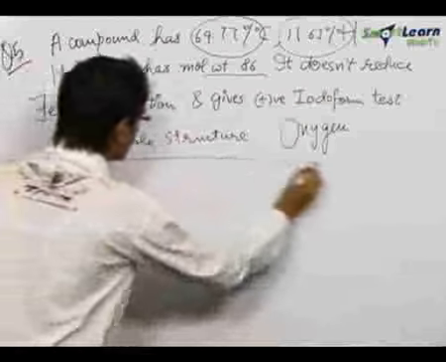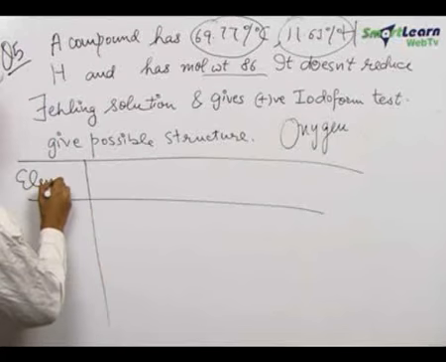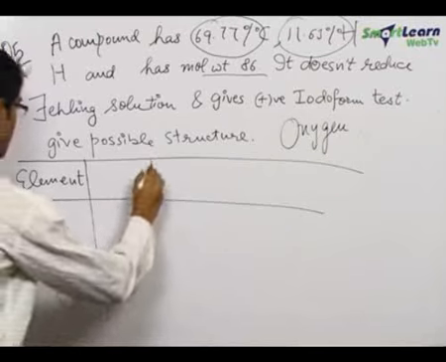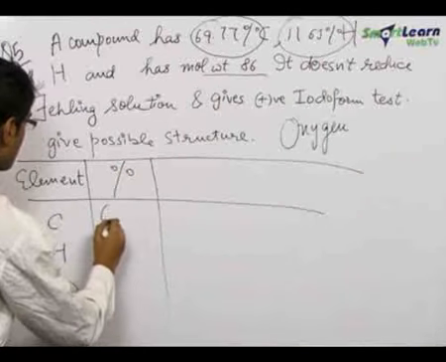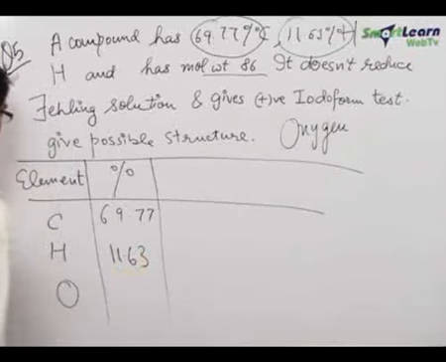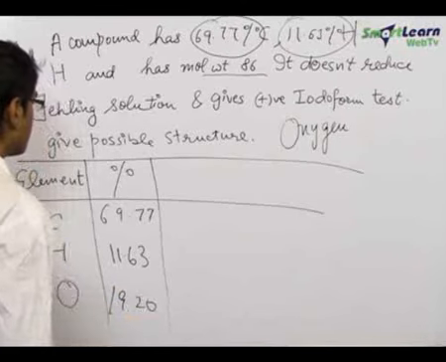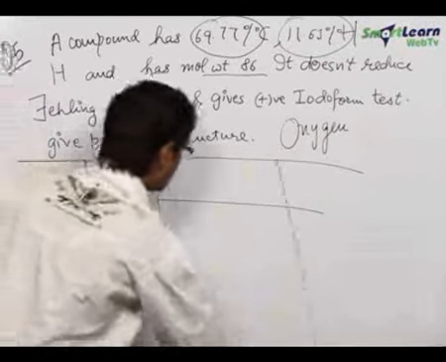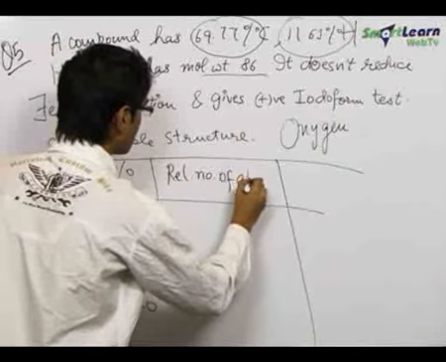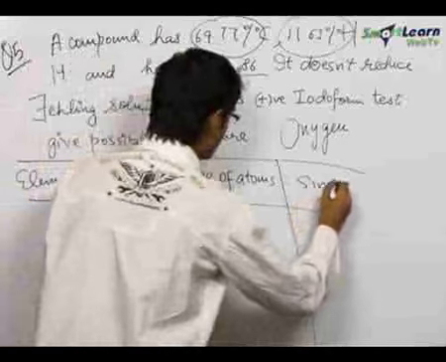Now for solving this problem, let us make a table. The elements are carbon, hydrogen and oxygen, and the percentages are 69.77, 11.63, and the rest, on subtracting from 100, we get 19.20 percent. The third column will be the relative number of atoms, and the fourth column will be the simplest ratio.